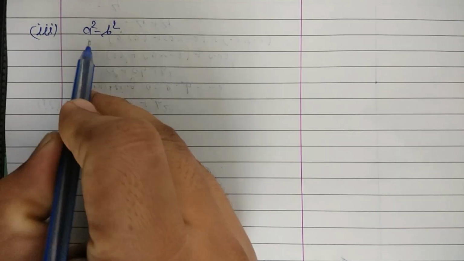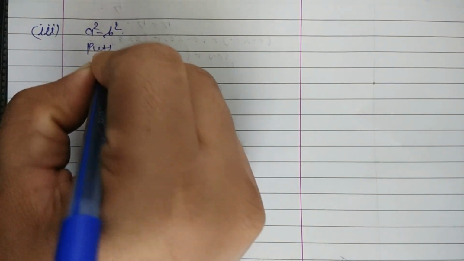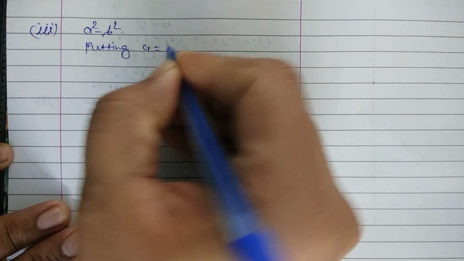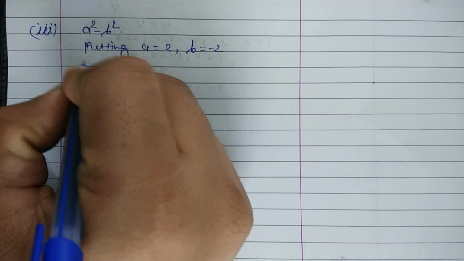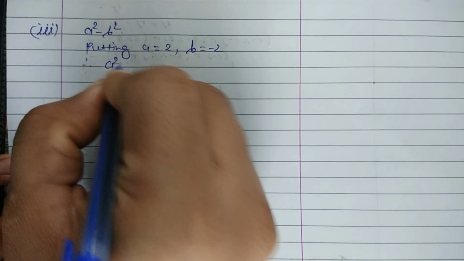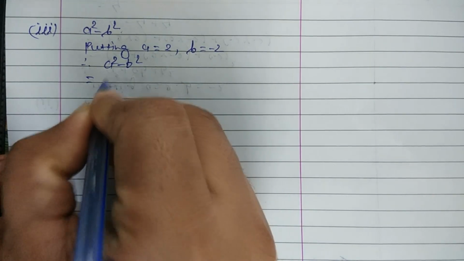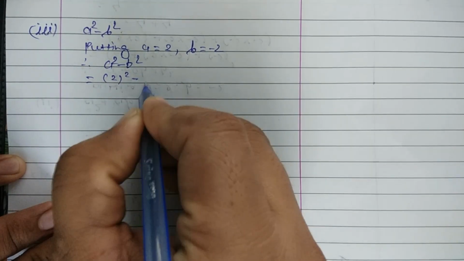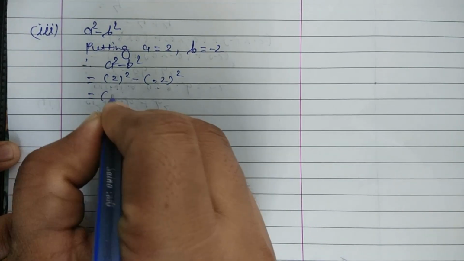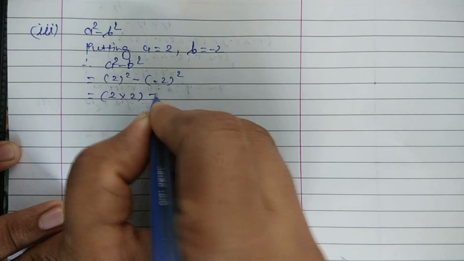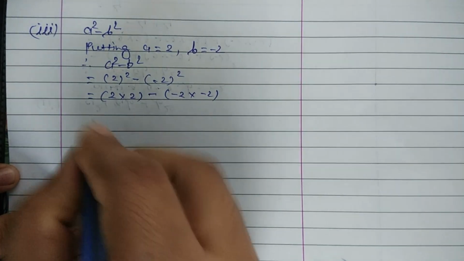Next expression, a square minus b square. So here we will write, putting value of a, that is equal to 2 and b minus 2, and therefore expression a square minus b square is equal to a square, that is 2 square minus b square, minus 2 square. 2 square means 2 multiplied by 2 minus 2 square means minus 2 multiplied by minus 2.